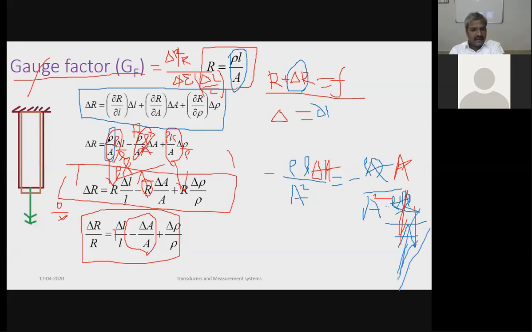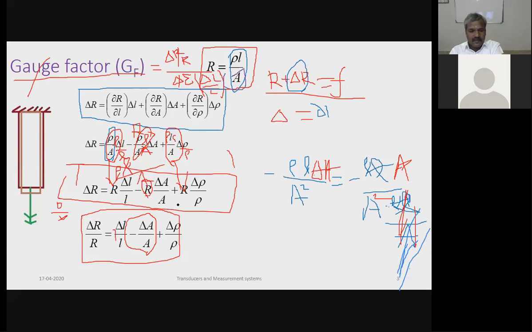We get only rho by A into delta L, minus similarly, differentiating with respect to A, which is in the denominator, gives minus 1 by A square, so minus rho L divided by A square into delta A. Similarly, if you differentiate with respect to rho, keeping L by A constant, dou rho by dou rho is 1.